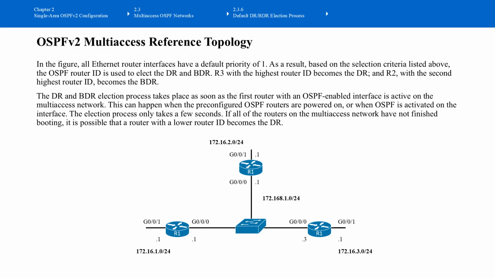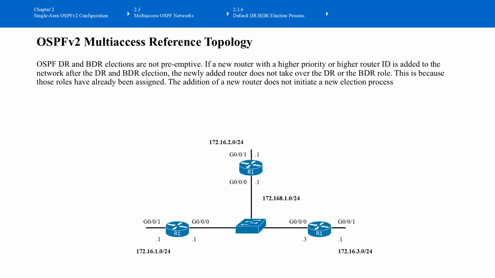But there is an important point. OSPF DR and BDR election is not preemptive. This means a router that becomes DR stays DR, even if a router with a higher priority or router ID joins later. For example, R1 starts first, and R1 becomes DR. Later, R3 joins with a higher router ID 3.3.3.3. R3 does not automatically replace R1 as DR. The key idea is once elected, they keep their job.